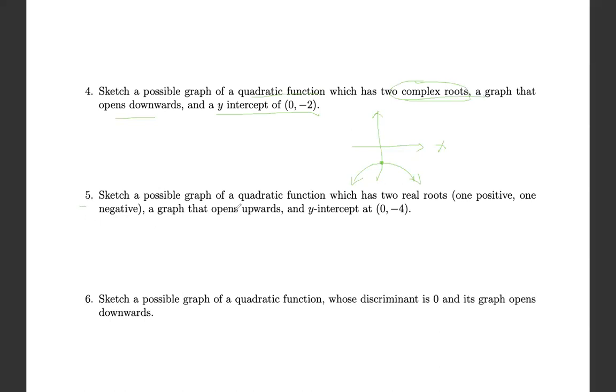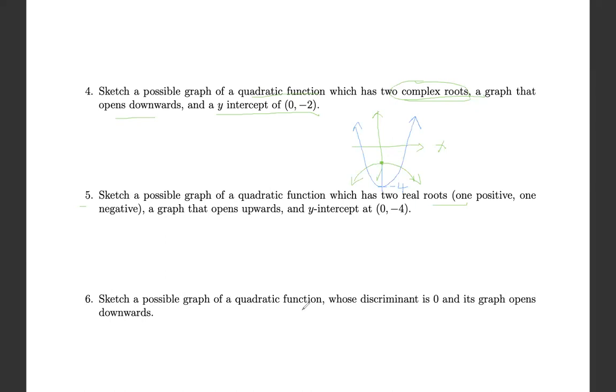5, sketch a possible quadratic function that has 2 real roots, 1 positive and 1 negative. So it doesn't matter where. A graph that opens upwards. Well, let's use blue color, y-intercept is 0, -4. Okay, so that's 0, -2. So 0, -4 might be somewhere here. Open upwards with 1 positive root, 1 negative root. Right, this could be one of them. Right, just sketch one possible one.